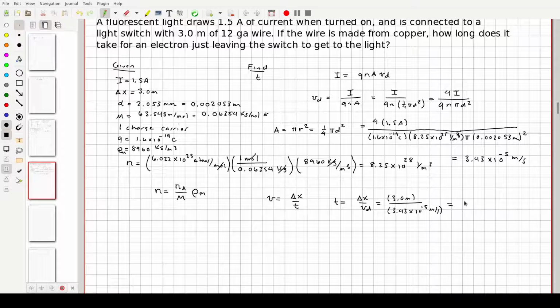So if I were to take 3 and divide it by that, I get 87,392 seconds. So I'm going to take this and divide it by 3600. If I divide it by 3600, that makes it about 24.27 hours.